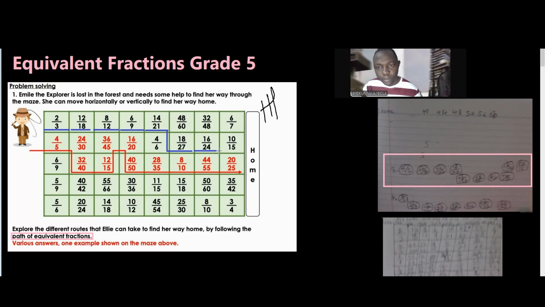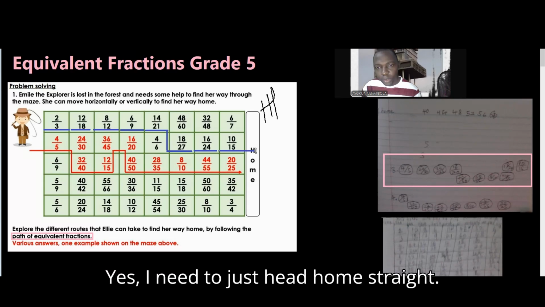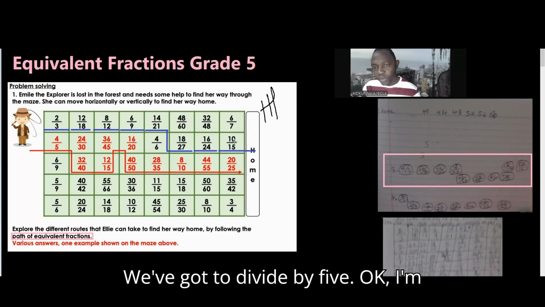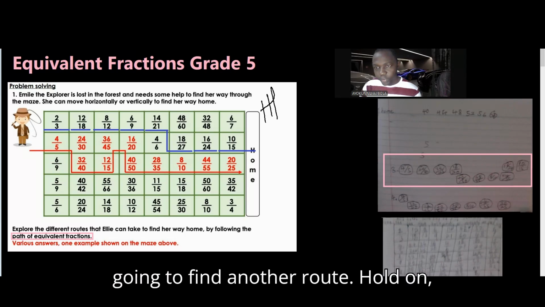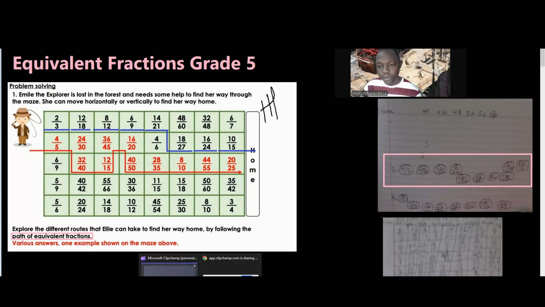10 over 15. Yes, I need to just add home straight because to divide by 5. Okay, we're going to find another route. Hold on, we'll continue shortly.